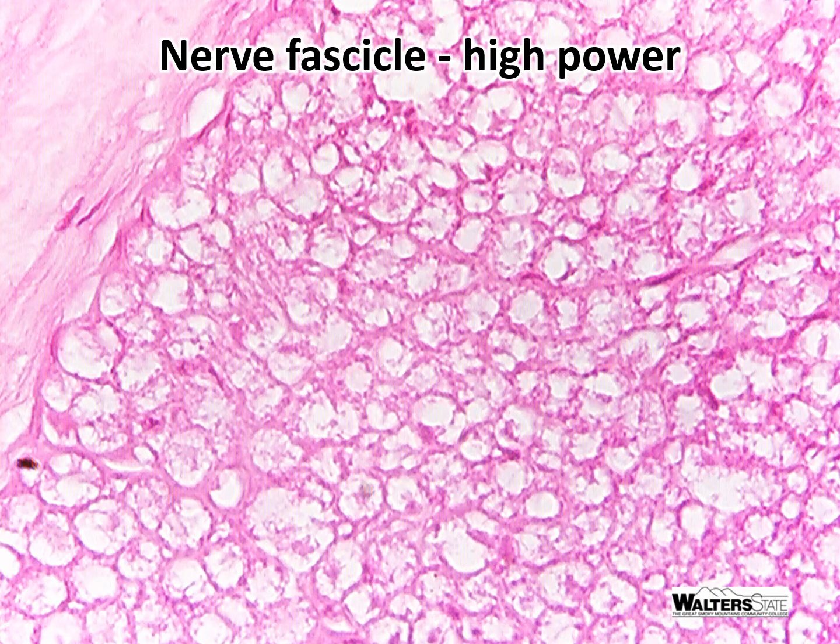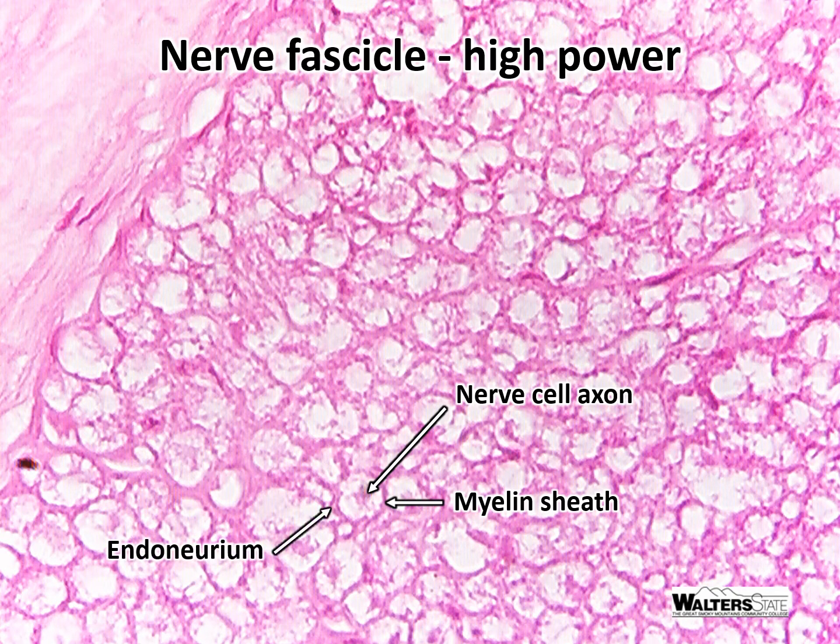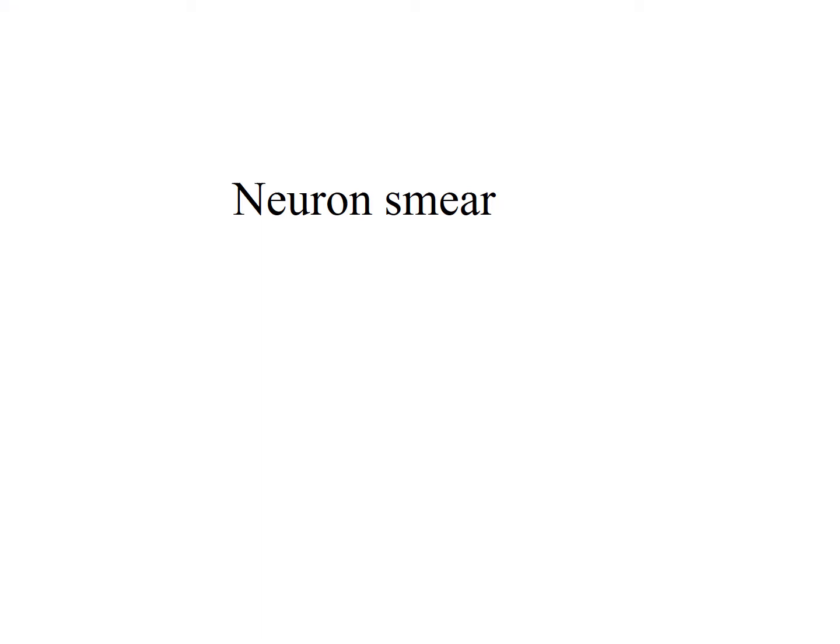So this is a nerve fascicle at high power. Here you have the nerve cell axon. That's that spot that's right at the middle there. Surrounding it is the myelin sheath. Now that's the white area. The darker area that's around that is going to be the endoneurium. So that's all of the structures that I want you to know from the cross-section of a nerve.